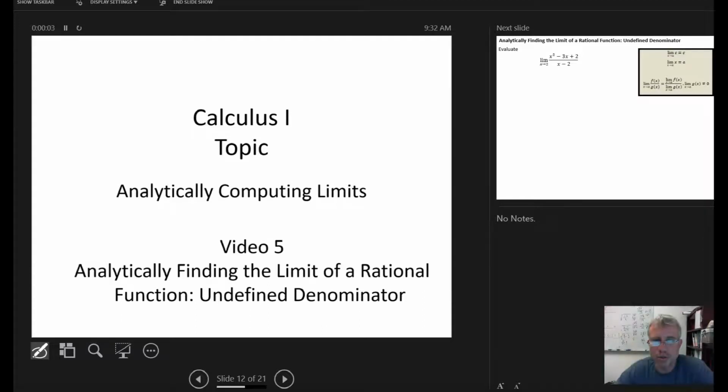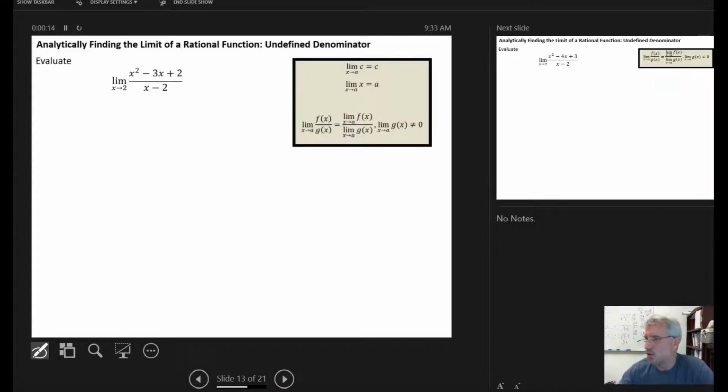So in this video, we're going to look at analytically finding the limit of a rational function, and we're going to do it in the case where the denominator of the rational function is undefined at the value for which we're taking the limit. So the first step is we're going to take the limit as x goes to 2 of this rational function. We have the ratio of two polynomials.